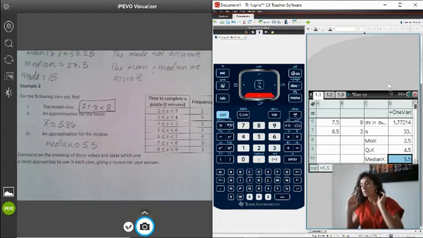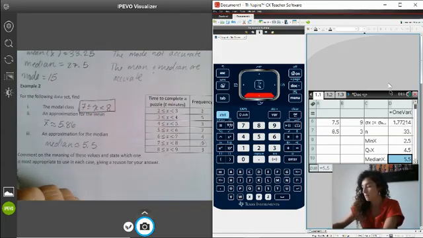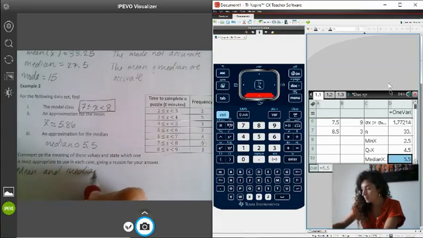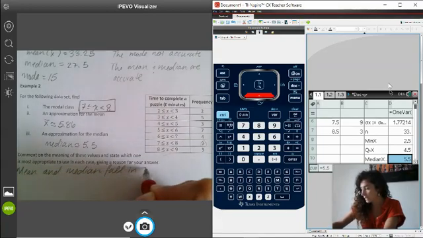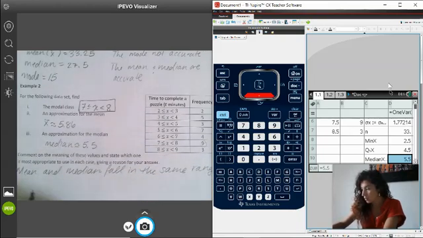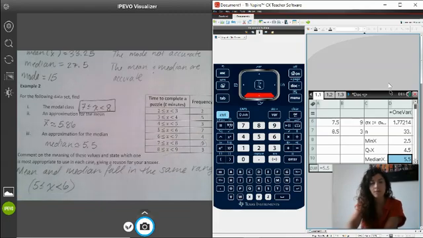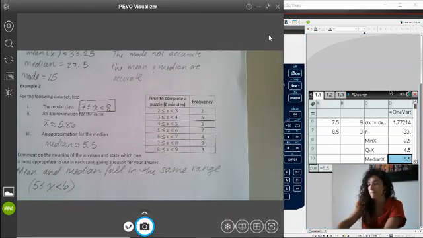It says comment on the meaning of these values and state which is the most appropriate to use in each case, giving a reason for your answer. So I want you to notice here that both the mean and the median fall in the same range, which is between 5 and 6.